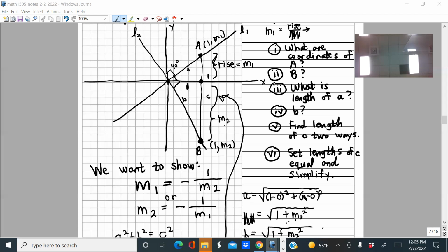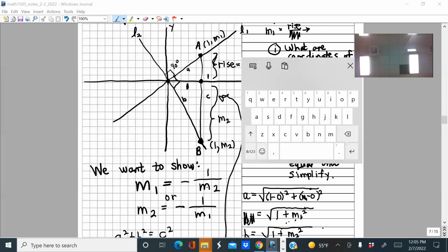Yeah, it's M2, right? Okay, but we have to be a little bit careful. M2 is a negative number, right? So this is a negative number, and since you want it to be distance, how do you make a negative number positive?